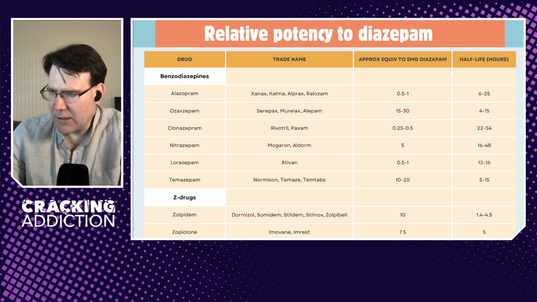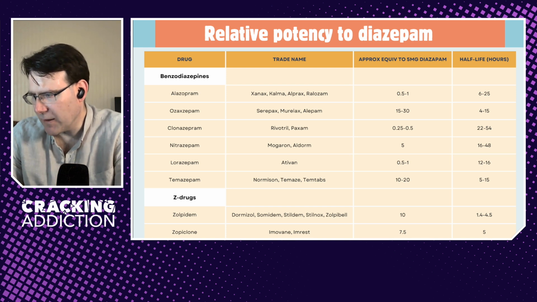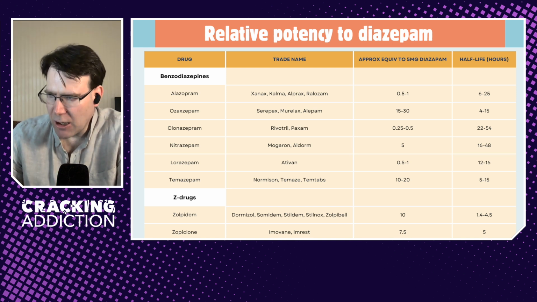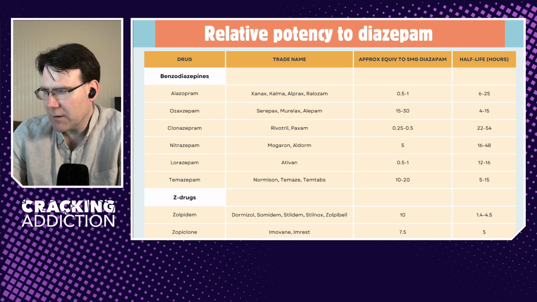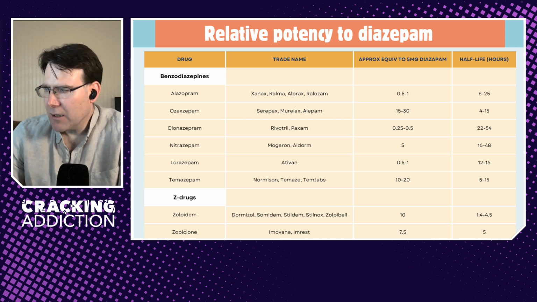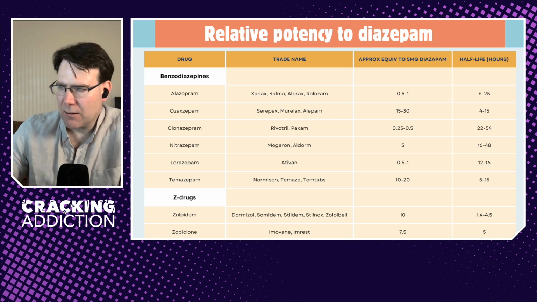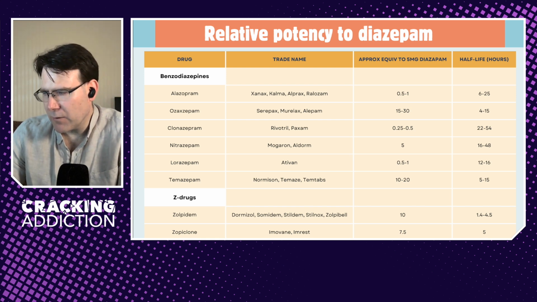Then we've got Clonazepam, and it's very potent. It's got a potency of 0.25 to 0.5 milligrams relative to 5 milligrams of diazepam, so it's up to 20 times more potent than diazepam. It's got quite a long half-life, 22 to 54 hours, and so it would be used for long-term anxiety conditions or, for that matter, withdrawal from alcohol.